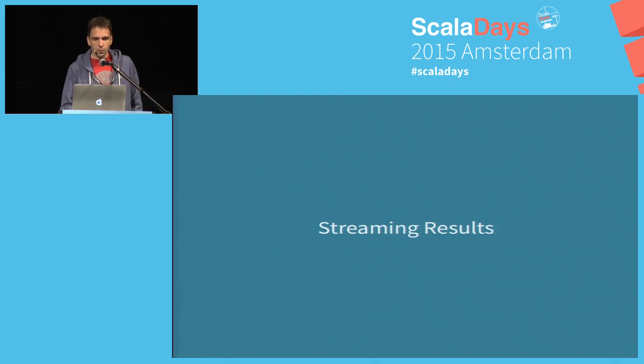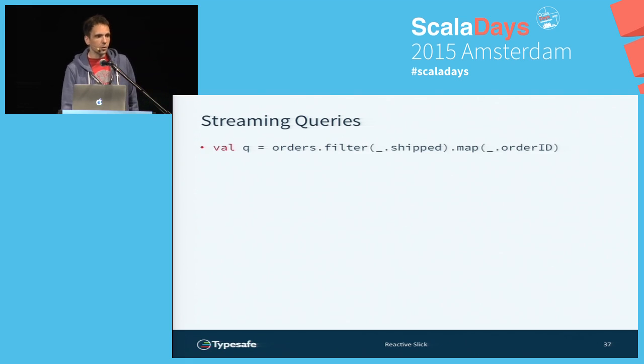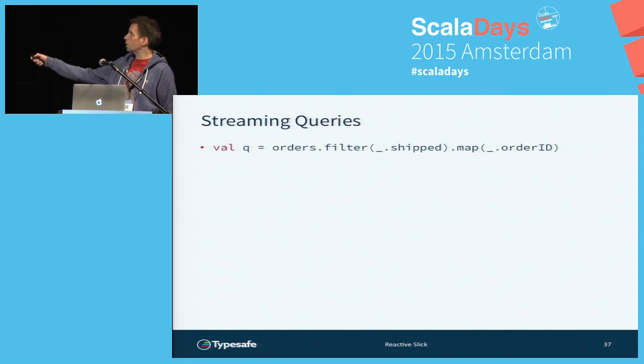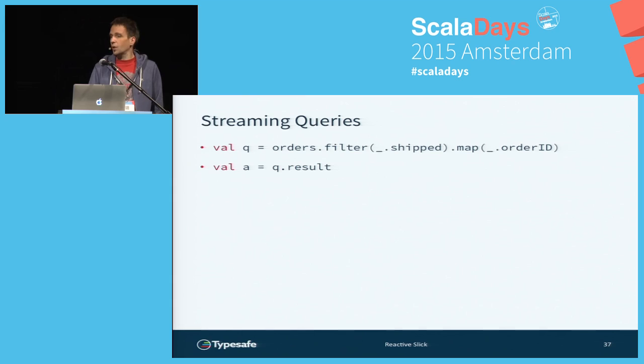Okay, that's what we can do for immediate evaluation. Let's look at streaming results. So we're now doing a real query, not just creating and inserting. We have a table of orders. We filter for the ones that have been shipped, and we project to the order ID. So we get a number of int values for the order IDs in this case. This is a query, and we can now convert it to an action.